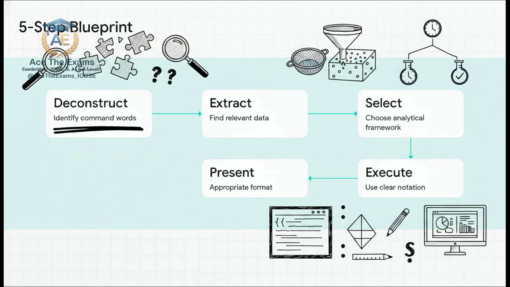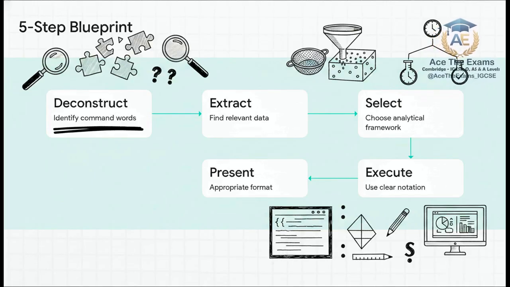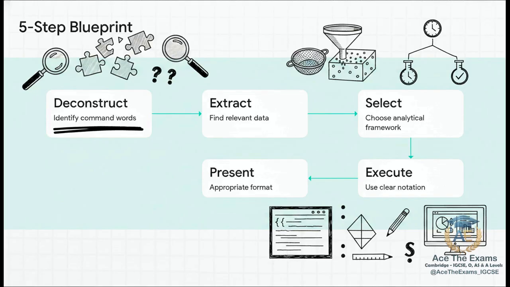Here is the exact 5-step procedural sequence pulled directly from our technical methodology source. Step 1. Deconstruct the question. Literally take your pen and underline the command words and the context. Step 2, extract relevant data. Ask yourself, what are the strict constraints of the system described in the prompt? Step 3, select your analytical framework. Figure out if you're comparing time complexities, or evaluating validation methods, or something else entirely. Step 4, execute with clear notation. Write your pseudocode or your logical arguments with absolute precision. No sloppy syntax. Step 5, present in an appropriate format.